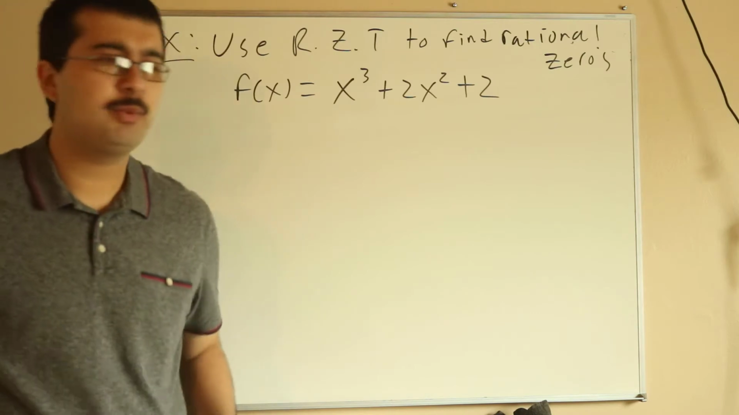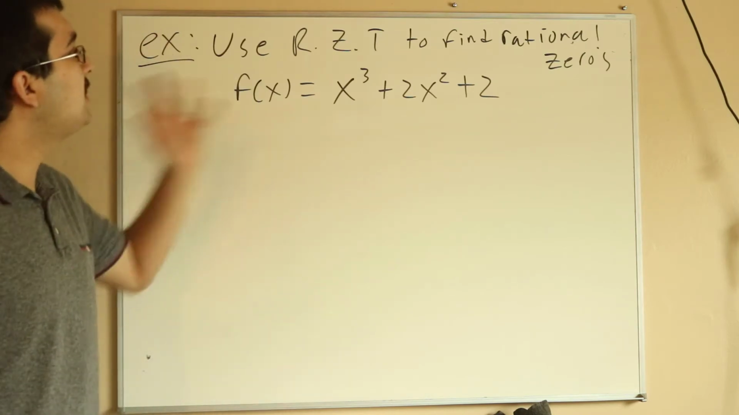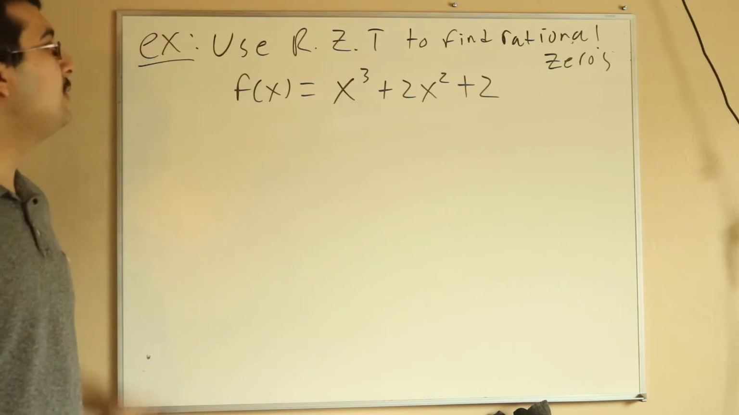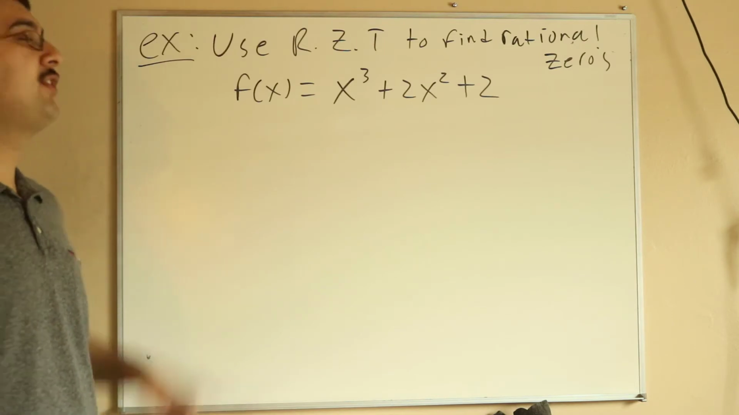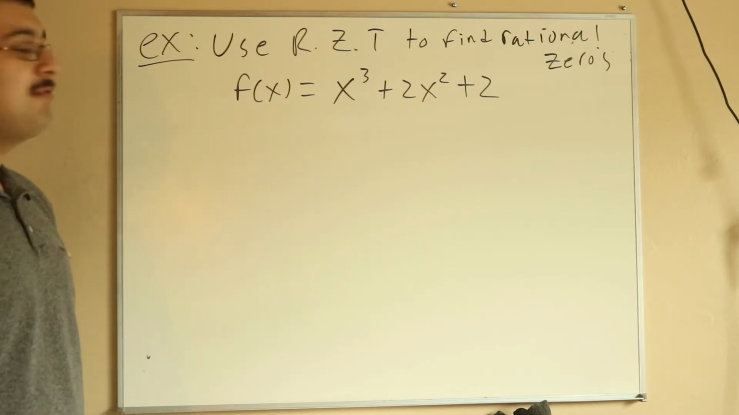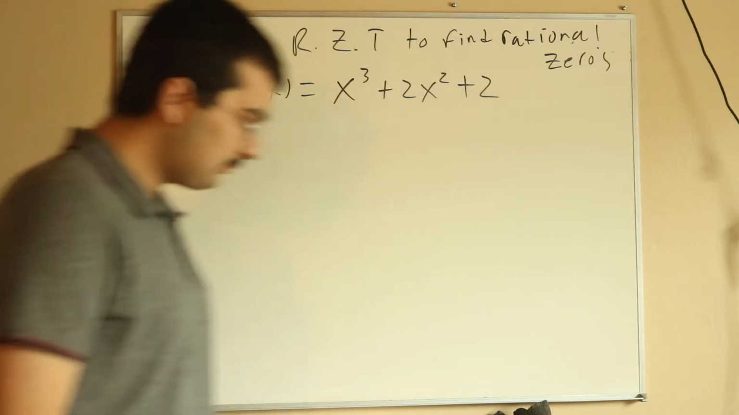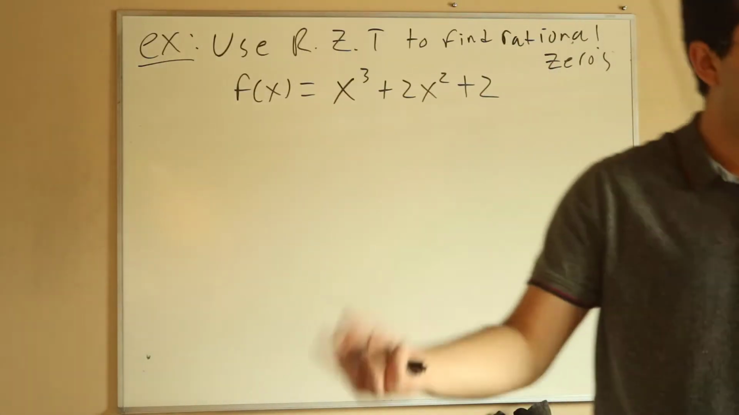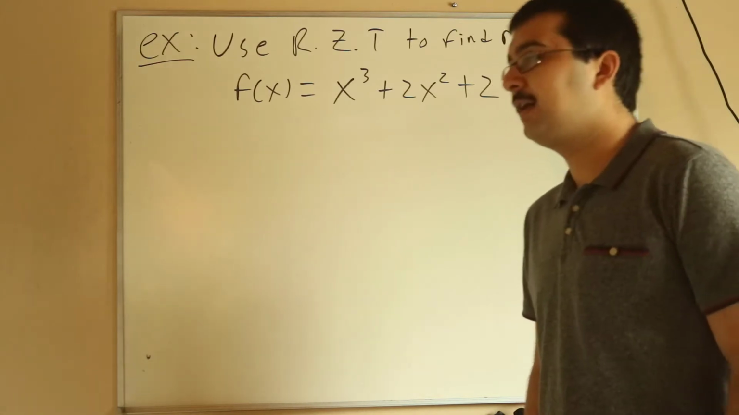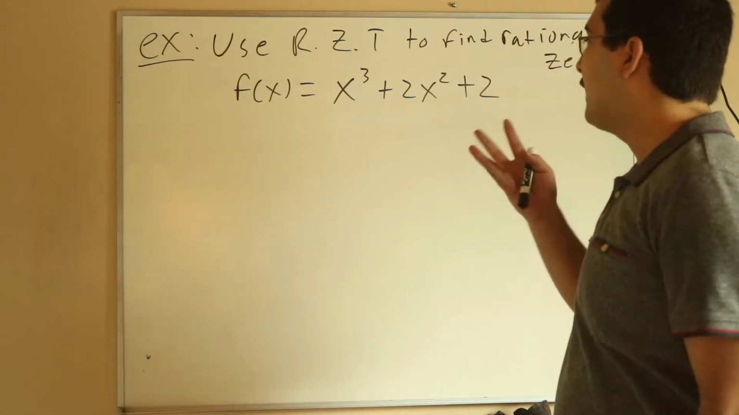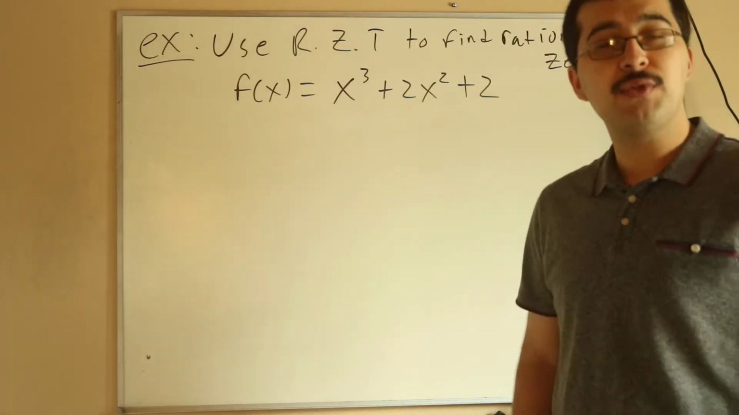Okay, so first example, let's go ahead and consider this. Let's use our rational zeros test to identify the rational zeros for the following function: f of x equals x cubed plus 2x squared plus 2. Now, before we begin, let's make sure we clarify that we can actually use our rational zeros test for this function.